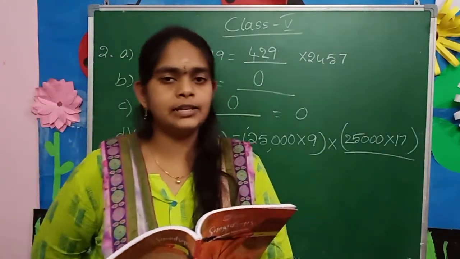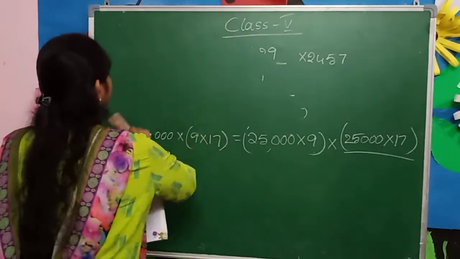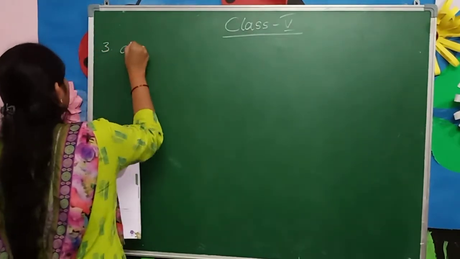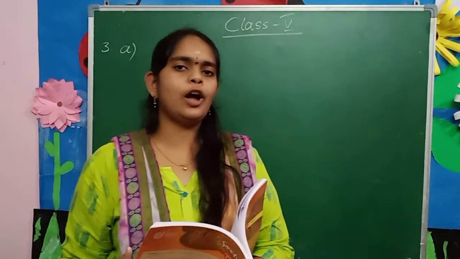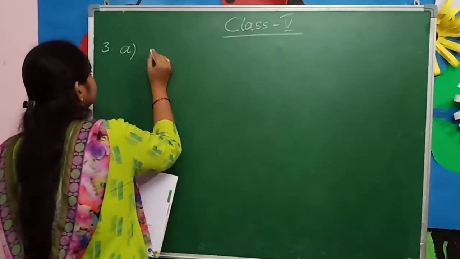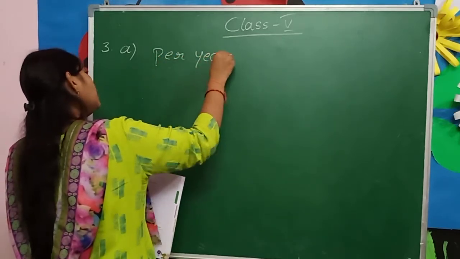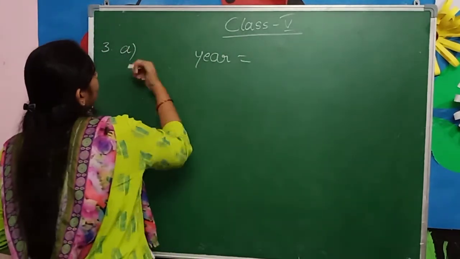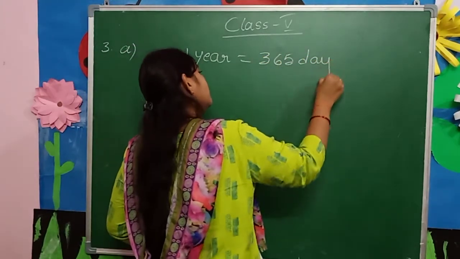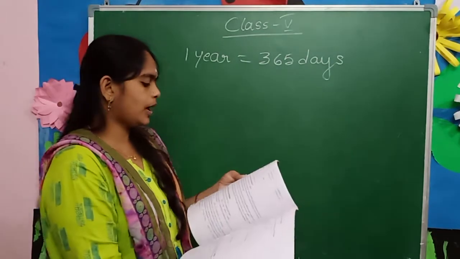How many hours are there in a year? Third Roman numeral. First one. How many hours are there in a year? First of all, you have to know one thing. 1 year means how many days? Write 1 year, not a please. 1 year means how many days? 365 days. Right? For 1 year we have 365 days. Right? How many hours?